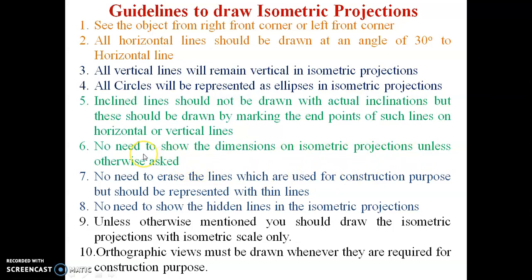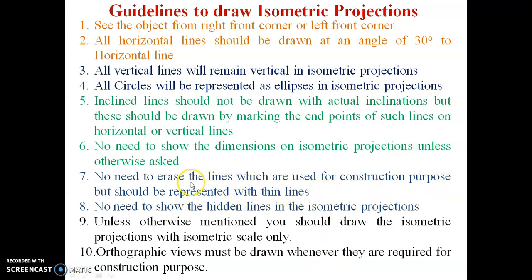Basically these projections, or 3D representations of the object, are used to see the basic appearance of the object. Nobody is going to do any manufacturing using the 3D representation of the object. These are only to see how the object appears in 3D. So there is no need to show the dimensions on the isometric projections. Then the seventh guideline says that there is no need to erase the lines used for construction purposes, but they should be represented with thin lines.